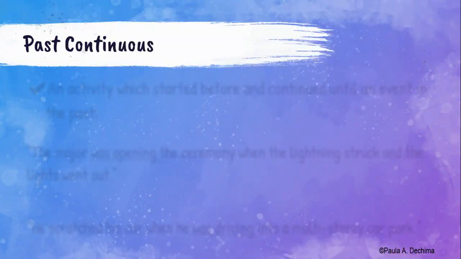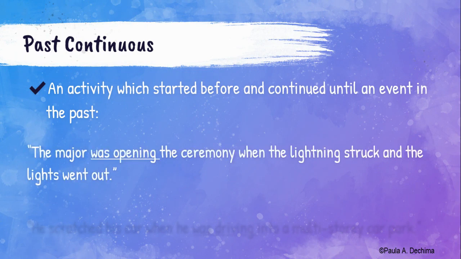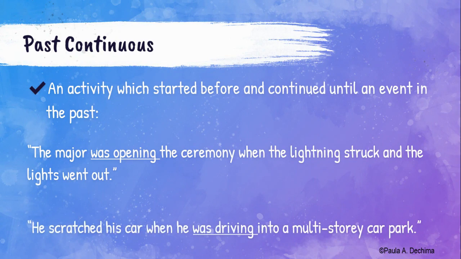How do we use the past continuous? We use the past continuous to describe an activity which started before and continued until an event in the past. The mayor was opening the ceremony when the lightning struck and the lights went out. He scratched his car when he was driving into a multi-story car park.